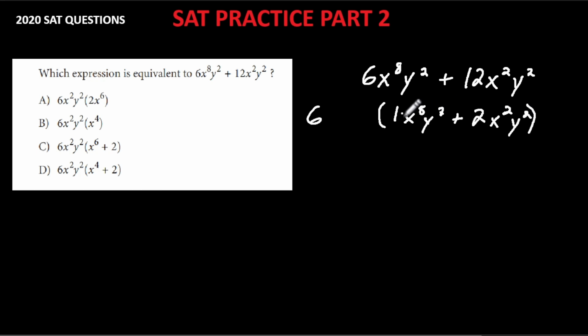Well, the next thing that I can take out, looking at the x to the 8th and the x to the 2nd power, I can pull out an x to the 2nd power. So that changes this exponent to a 6 and completely pulls out this x squared. And finally, common to both terms, I have a y squared, so I'll pull that out too. So once we're done with that, we see that we have 6x squared y squared. Well, all of them have that. And then we're looking for x to the 6 plus 2 inside, and that's choice C here.